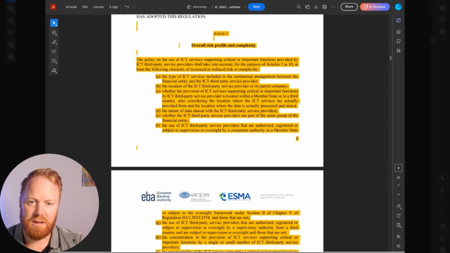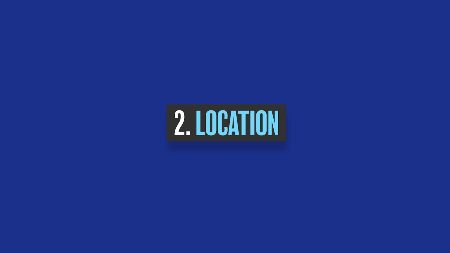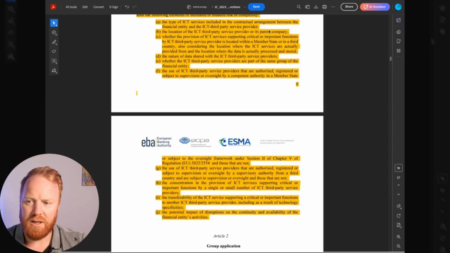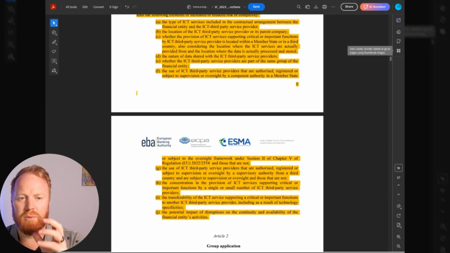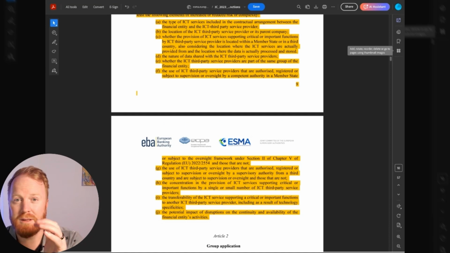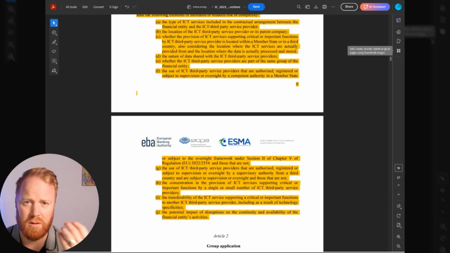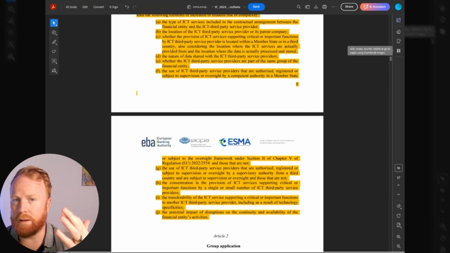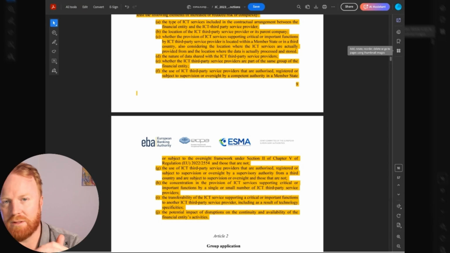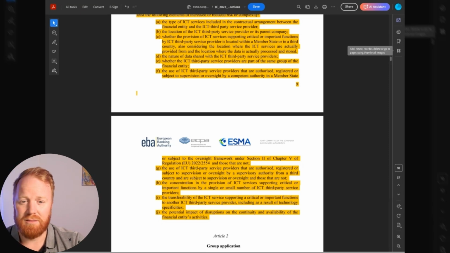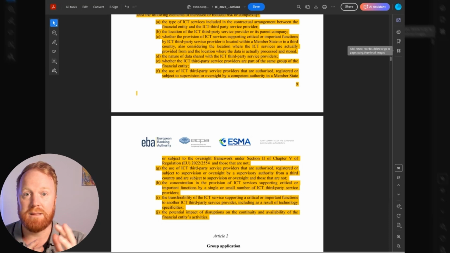The second key point is location. The location of the third-party service provider or parent company is important. This includes considering whether the services are provided within the same member state, so in the European Union, or another country outside of that, as it can affect regulatory requirements and risk levels. So be sure to identify the location of the service provider as well as where that data is stored.